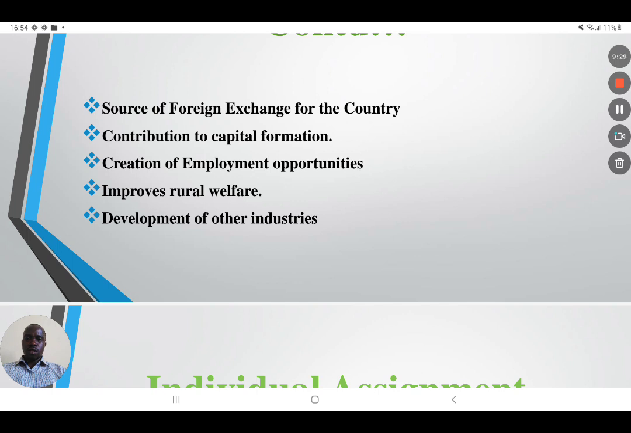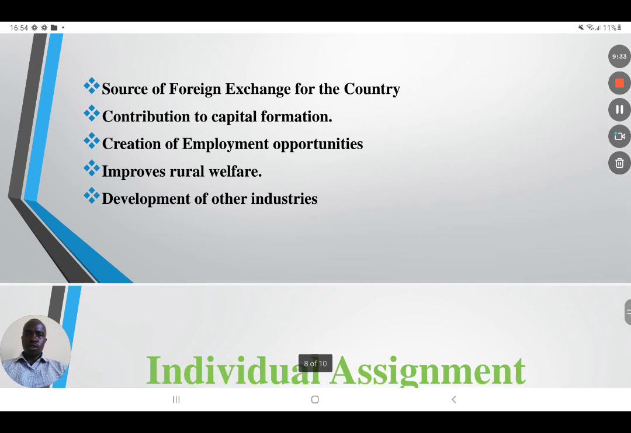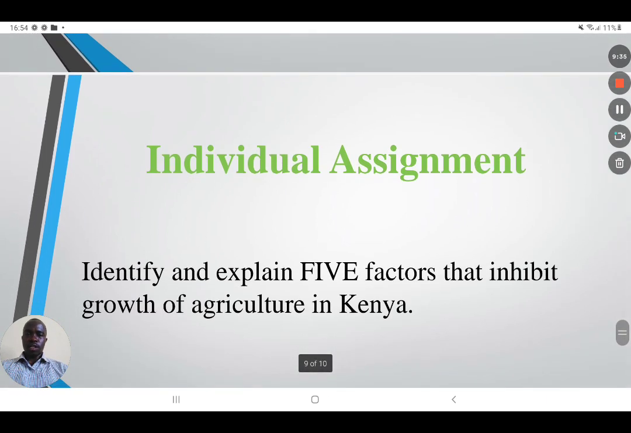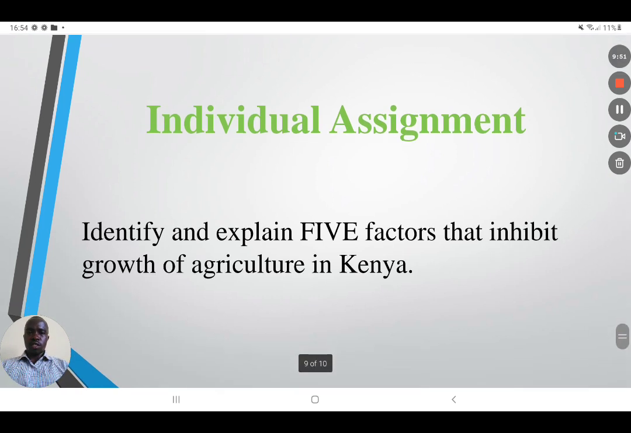So that marks the end of our session for today. And below here is an individual assignment where you are supposed to identify and explain 5 factors that inhibit growth of agriculture in Kenya. At this point, I would like to welcome you in case there is any one of you who has a question to raise.